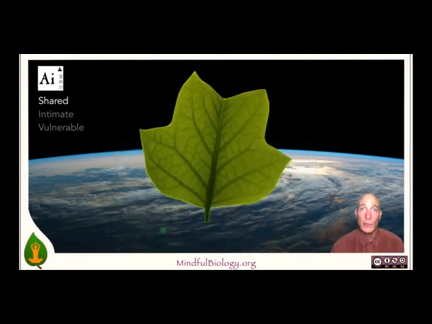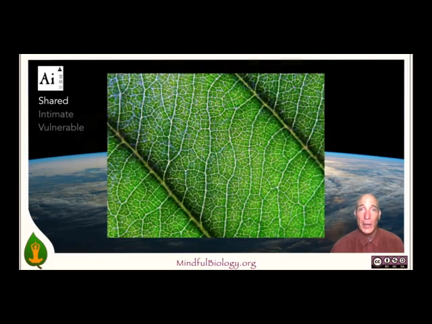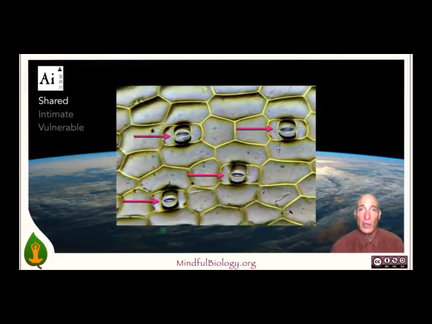Plants also have ways of bringing the atmosphere in. In this case, they use oxygen at night, but during the day they use carbon dioxide along with sunlight to combine water and carbon dioxide together to form carbohydrates or sugars. So there's a way for the air to get into the plant just as there's a way for air to get into our bodies.